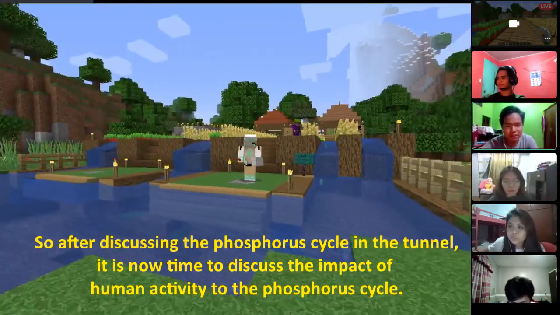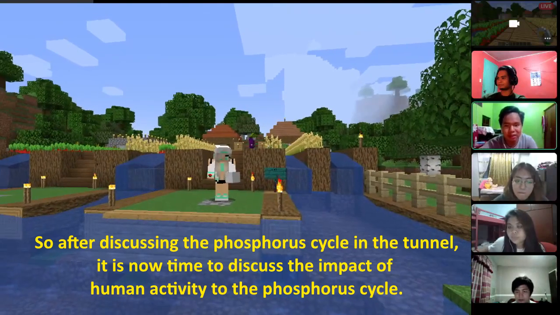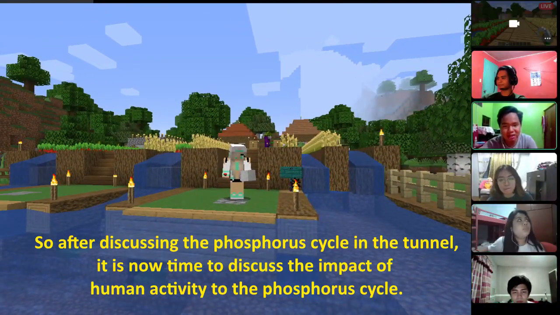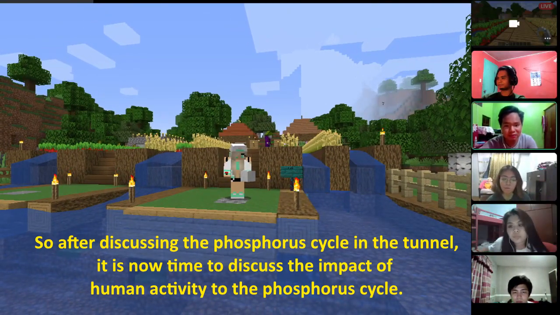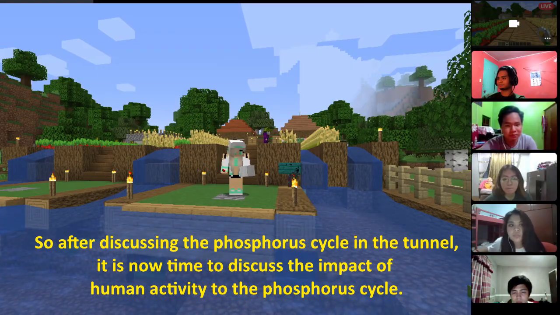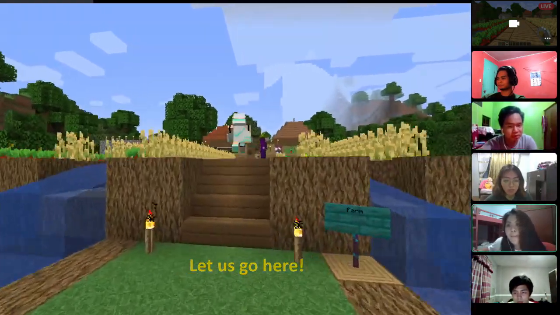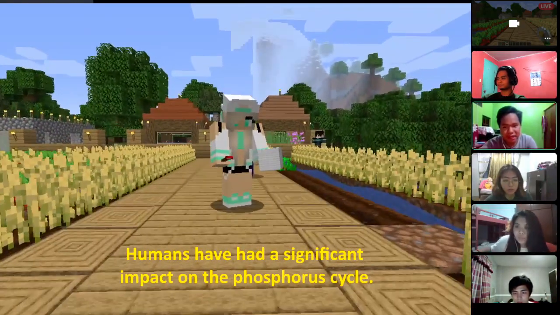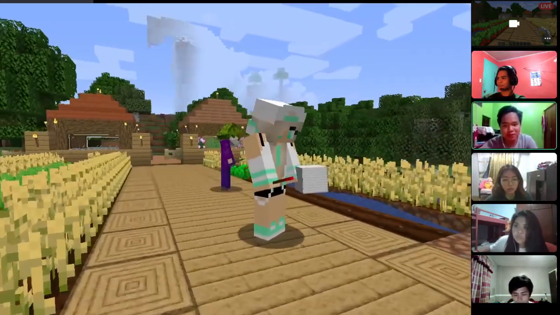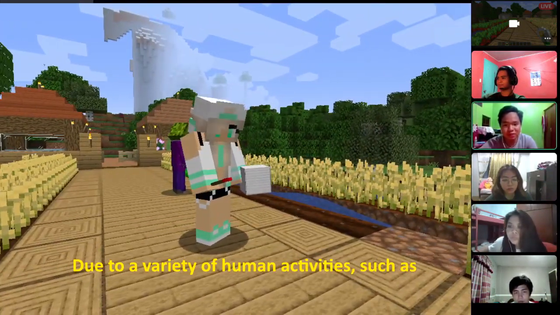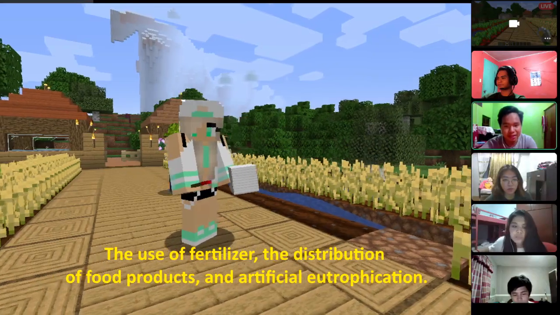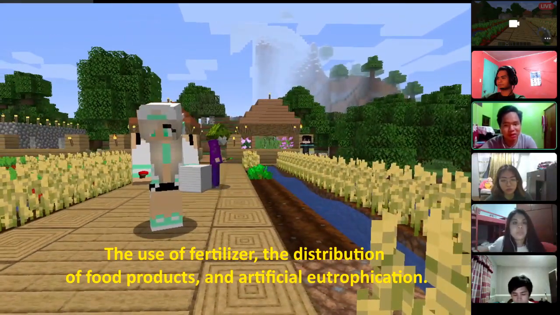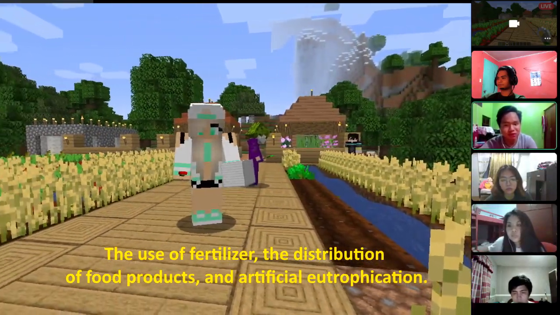After discussing the phosphorus cycle, it is now time to discuss the impact of human activity on the phosphorus cycle. So let us go here. Humans have had a significant impact on the phosphorus cycle due to a variety of human activities such as the use of fertilizer, the distribution of food products, and artificial eutrophication.